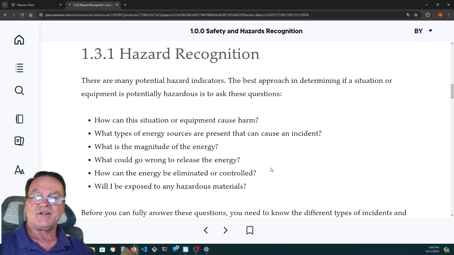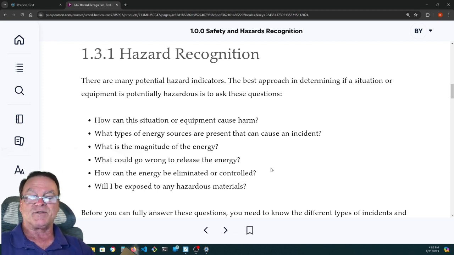In hazard recognition, you want to take a look at a job step by step before any work is performed and try to be Murphy's Law, whatever can go wrong will. You want to look at that job and think like Murphy. Try to think of everything that could possibly go wrong on that job during your work and try to mitigate it. Try to take corrective actions before you even start work.